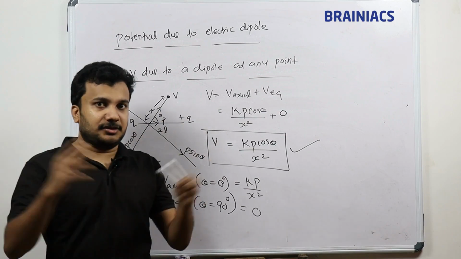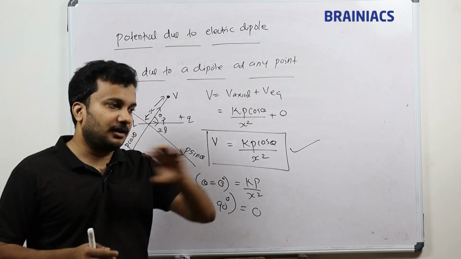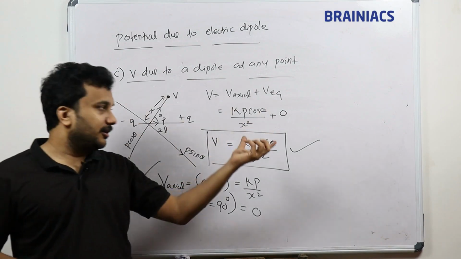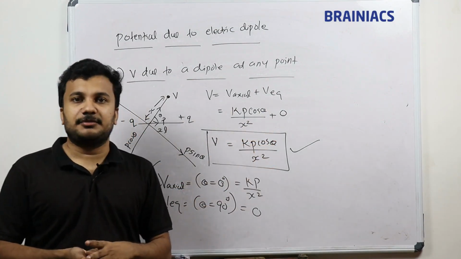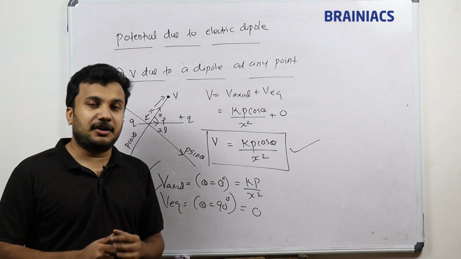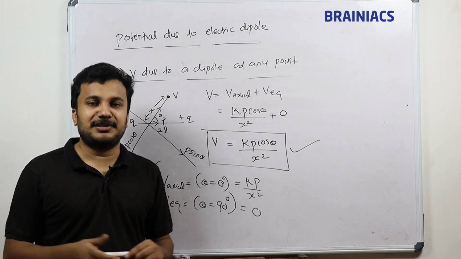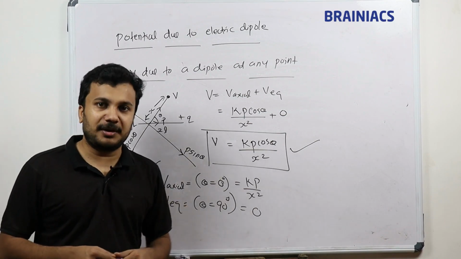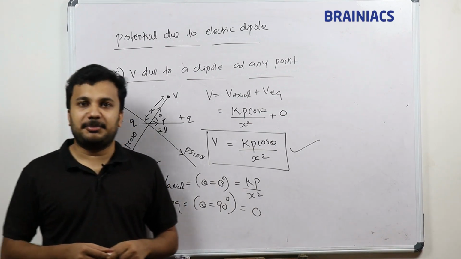So three topics we have learned. Potential along the axis has the value Kp by x square. Potential at any point is Kp cos theta divided by x square. Potential at the equatorial position is simply 0. Hope you understand these three topics. So we'll move to the next topic then.